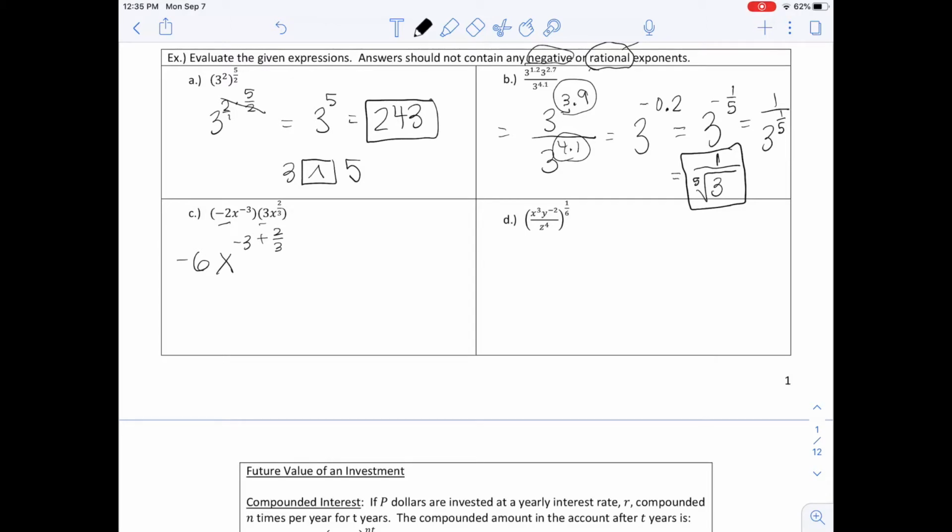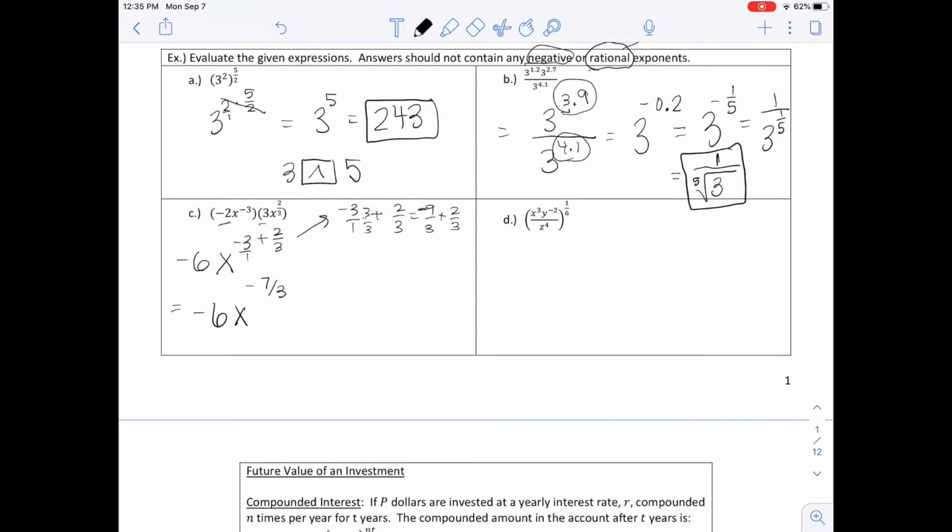In order to add these, I am going to have to get a common denominator. I'm going to go ahead and do my fraction work up here. So I have negative 3 over 1 plus 2 over 3. So I'm going to get a common denominator and multiply that first fraction by 3 over 3. And so this is going to be negative 9 over 3 plus 2 over 3, which will equal negative 7/3. So we have negative 6x to the negative 7/3.